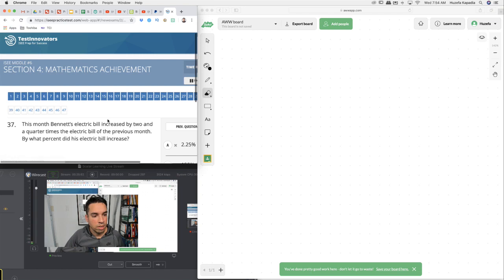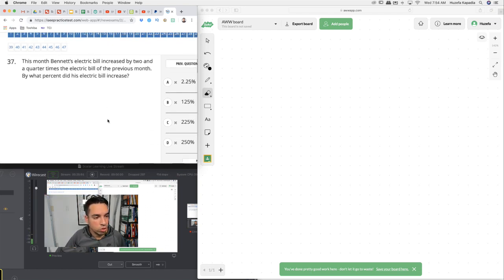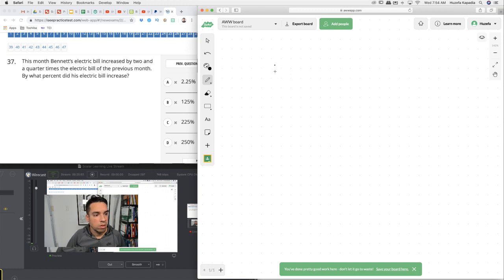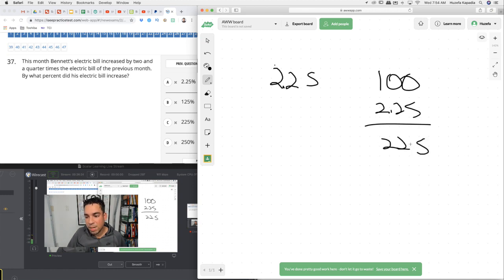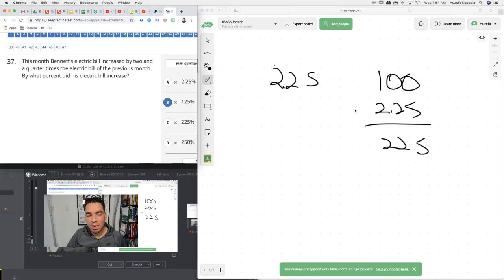Yeah. Okay, next 37. This month, Bennett's electric bill increased by 2.25 times the electric bill the previous month. By what percent did it increase? Hold on. Oh, wait a minute. So it was 100, and then it's multiplied by 2.25, which means it becomes 225. But this is actually not a 225% increase. It's 125 because now they're changing the language.